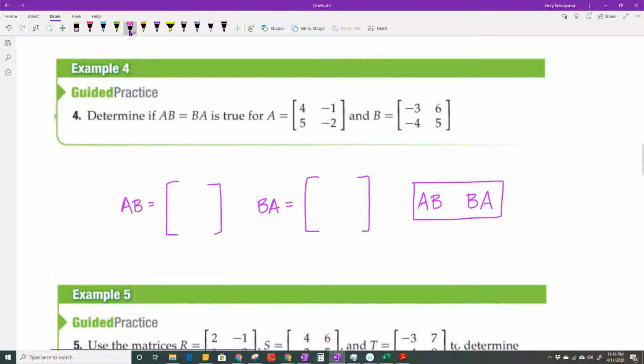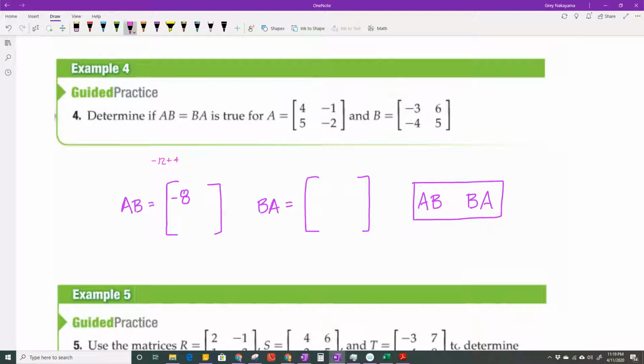That's good. All right. I'm going to show you a different way of writing it. So I'm doing first row, first column. For this first element here, that's going to be 4 times -3, which is -12, and then -1 times -4. This is why I'm encouraging you to always put plus 4. So -12 plus 4 is -8.